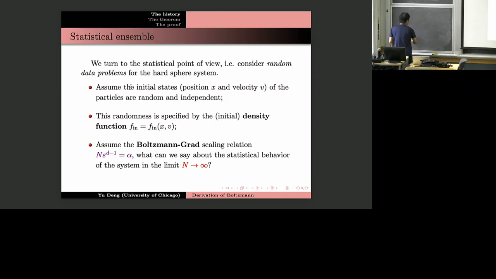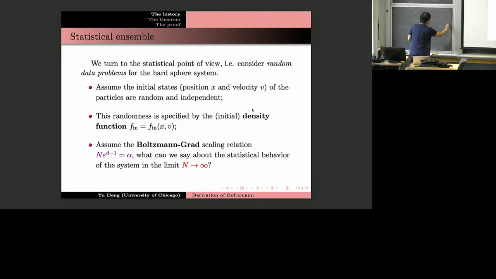So this n times epsilon^(d-1), to the inverse, is the so-called mean free path. And this basically means the distance a particle travels before its first collision, the average distance a particle travels before the first collision.